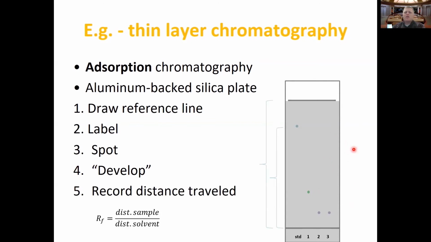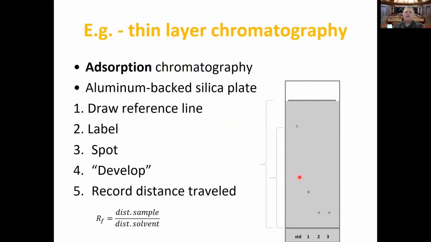And we usually calculate what's called a retention factor here. The way we do that is we start at the bottom where our analytes started, this bottom pencil line, and we mark the top of this TLC plate where the solvent reaches. That distance the solvent travels from the starting line up to its finishing point, we put on the denominator of this fraction. So that's the distance the solvent traveled. And then on top, we take the distance that our analyte traveled, and that goes on the numerator.